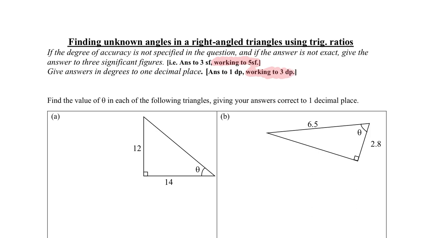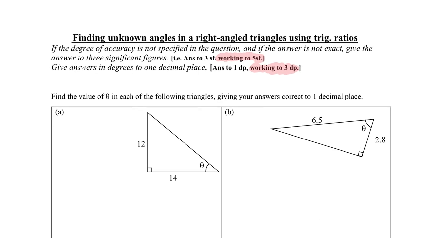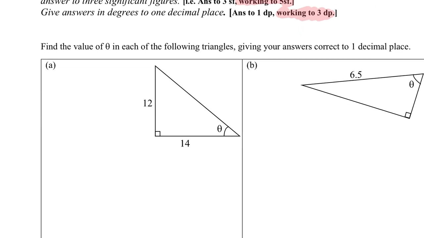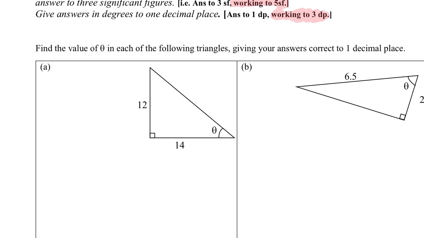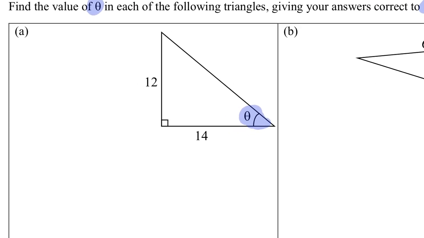And without further ado, let's start to solve the first example here, where we are required to find the value of the angle theta in each case. So the angle is here, and our answers to be corrected to 1 decimal place eventually. So let's look at the first example.